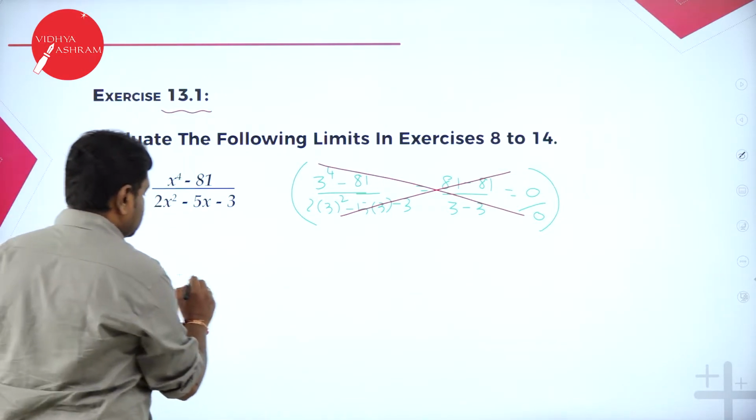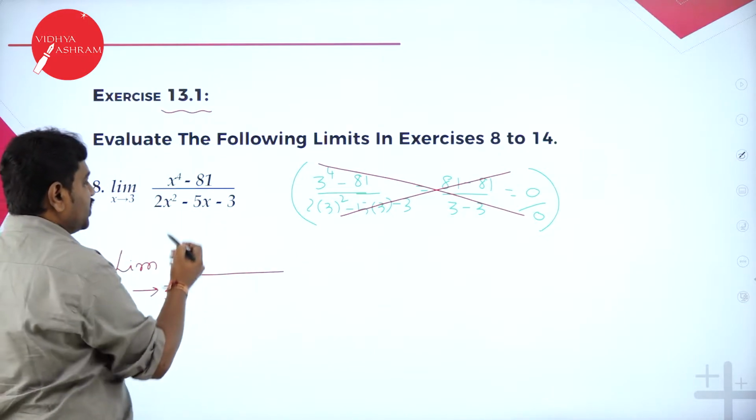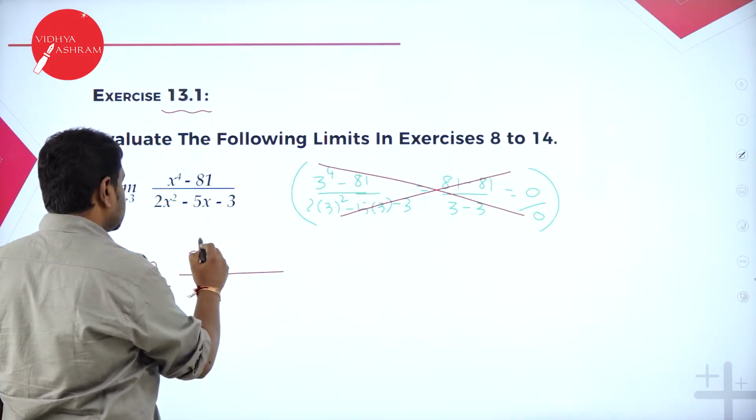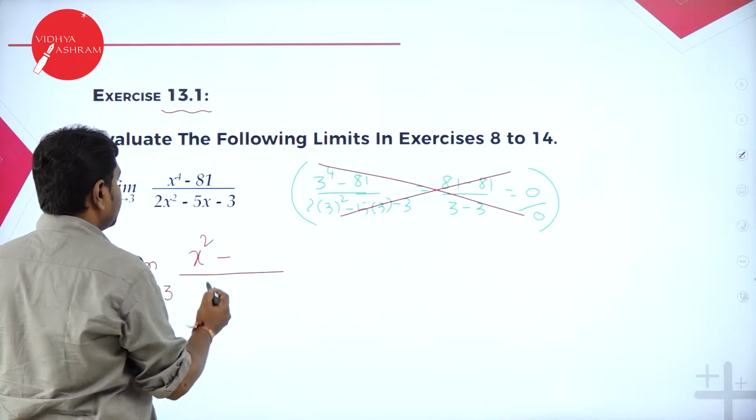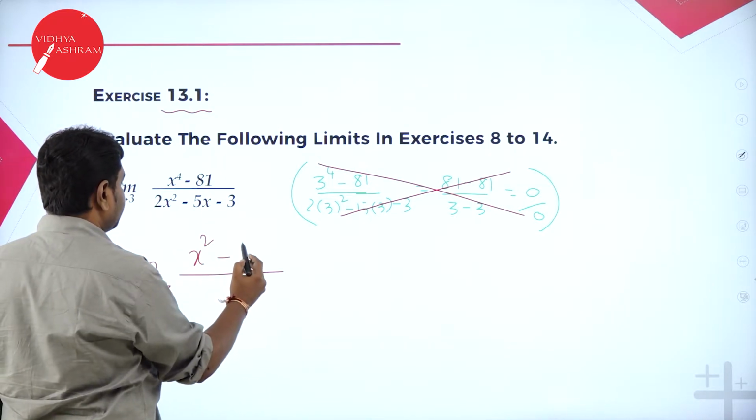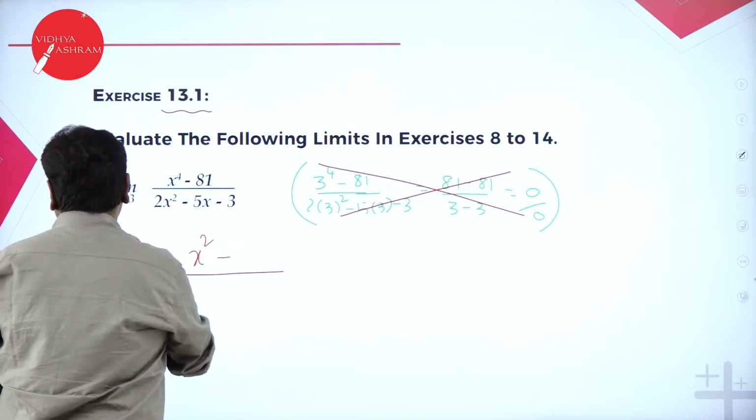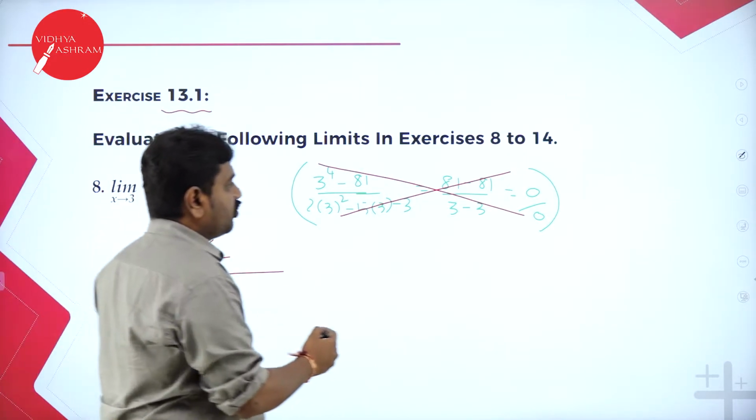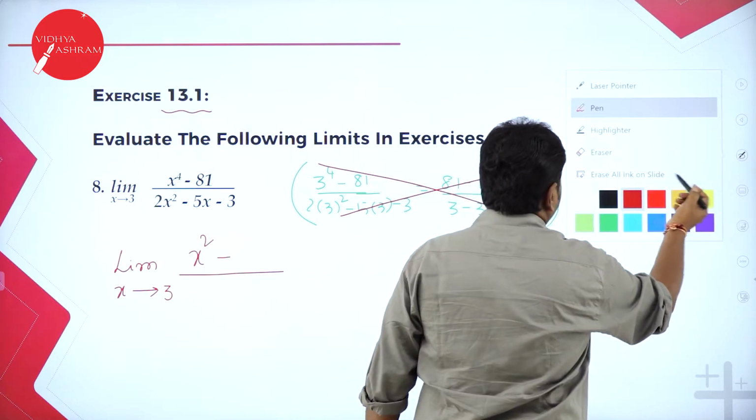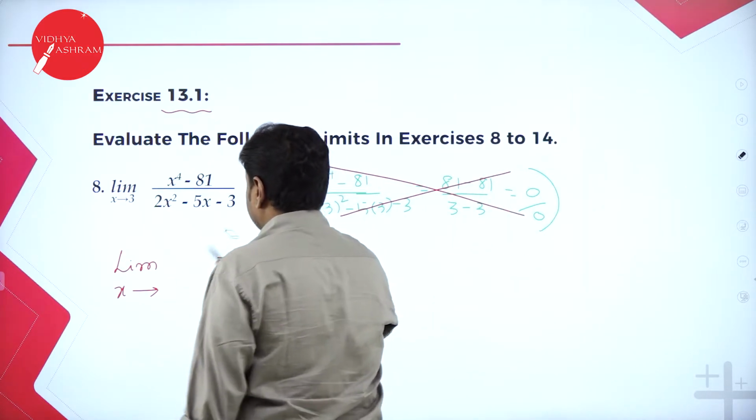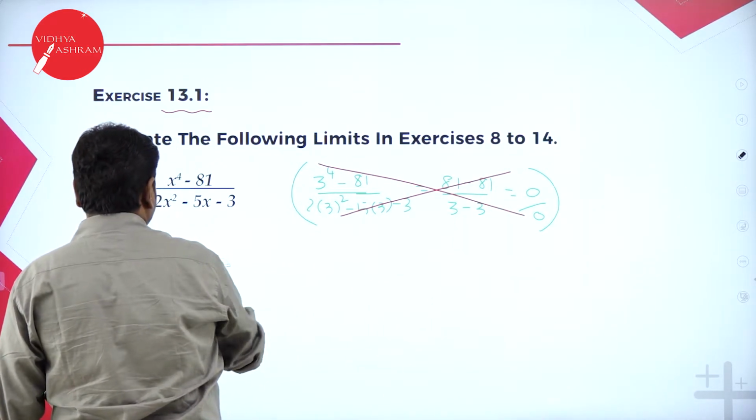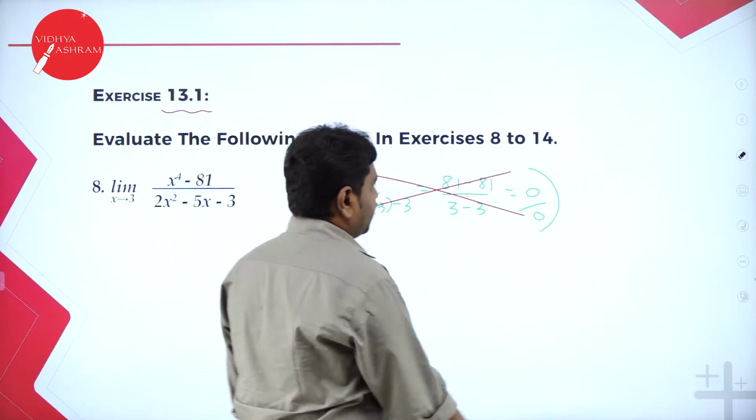We will factorize. Numerator is x power 4 minus 81. Can I write it as x square minus 81, or x power 4 minus 3 power 4? First, let us factorize. So before we apply limit, let us factorize. So we'll take separately numerator and we'll take separately denominator and we'll factorize.